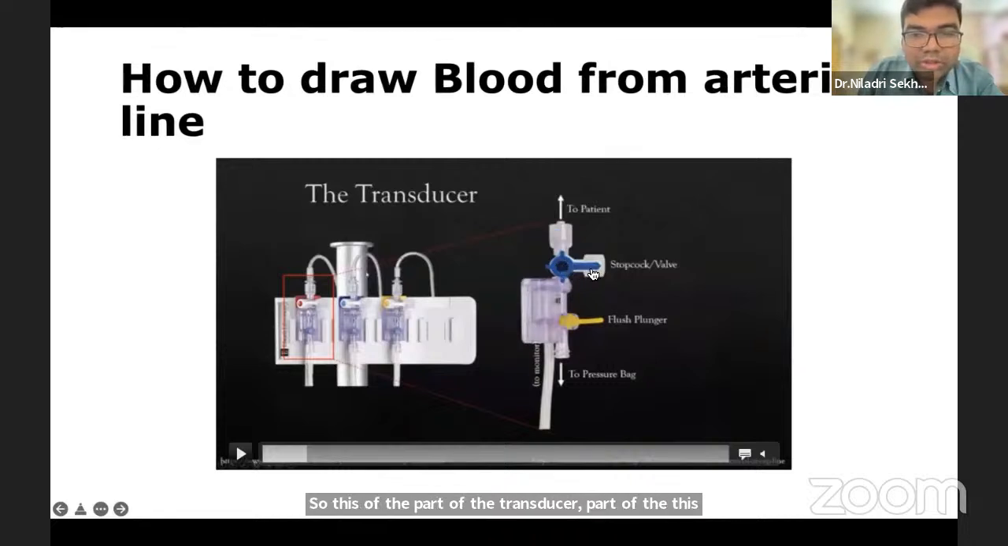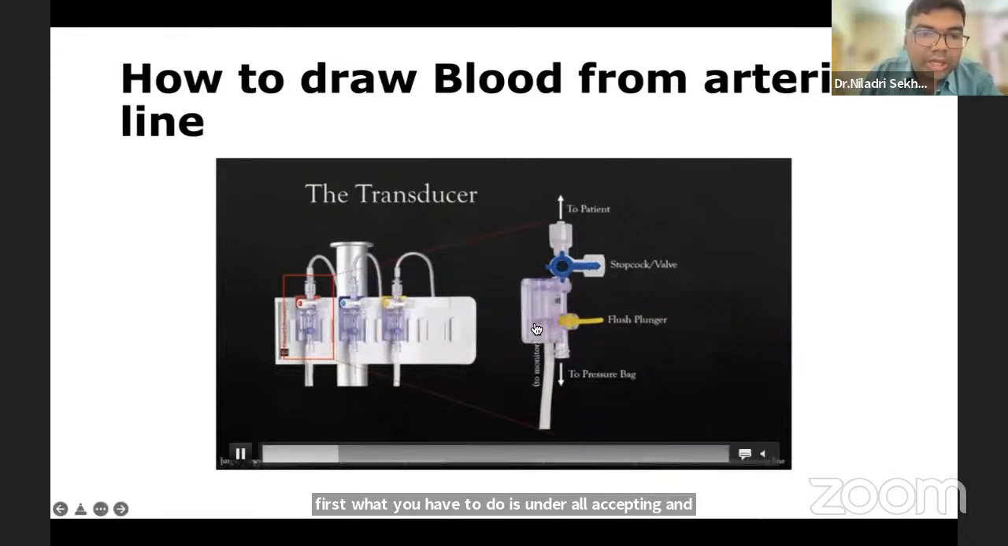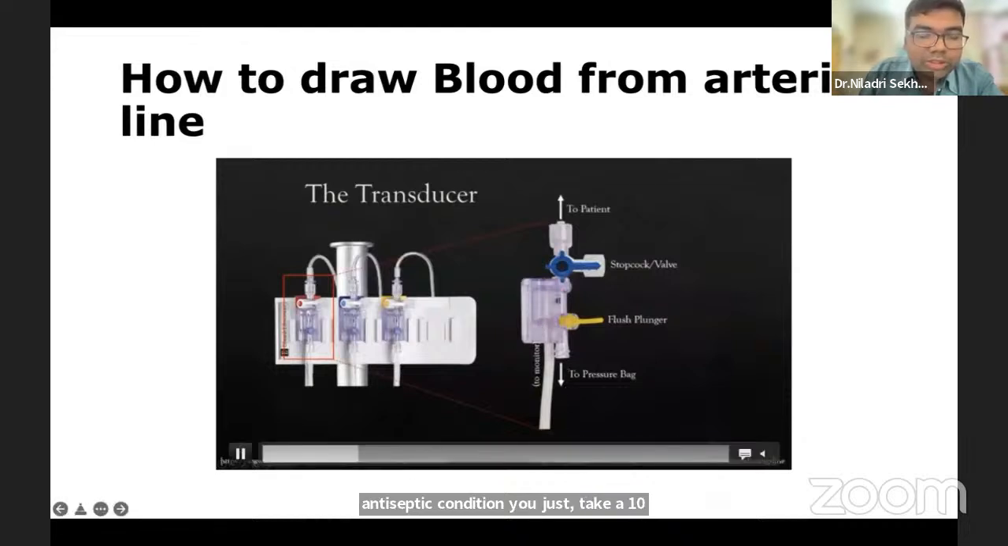If you see this stopcock is towards this side, that means this area is blocked. The blood is not coming this way. This is the plunger. You can just pull it, and this heparinized saline will be flushed. After that, first, under all aseptic and antiseptic conditions, you take a 10 cc syringe and aspirate a little bit of blood.